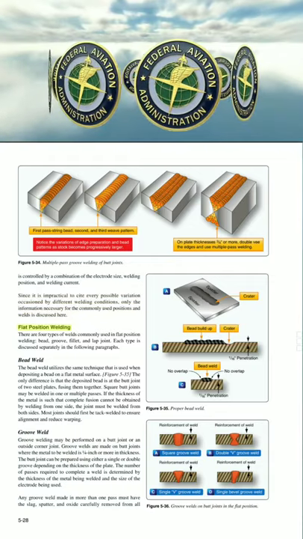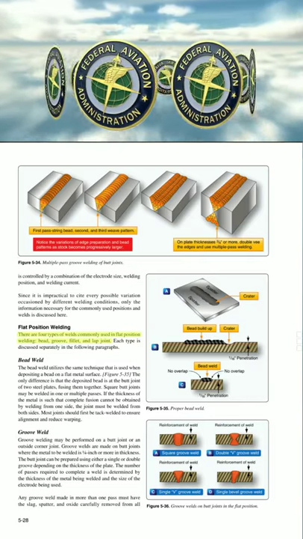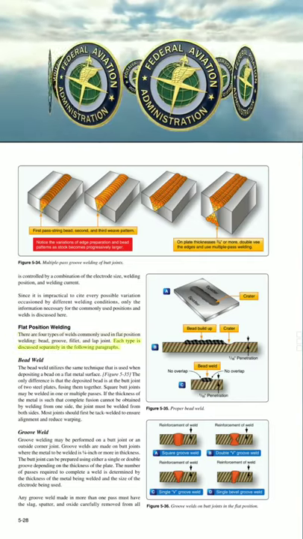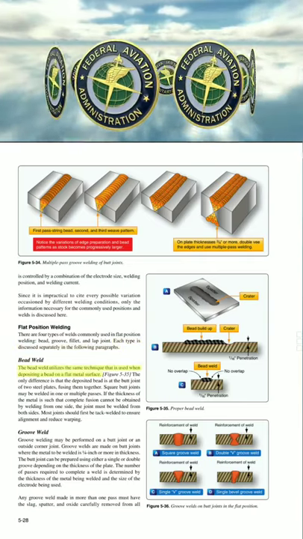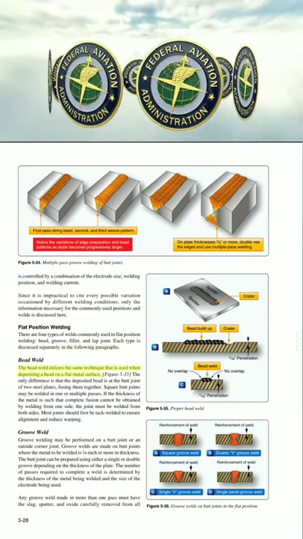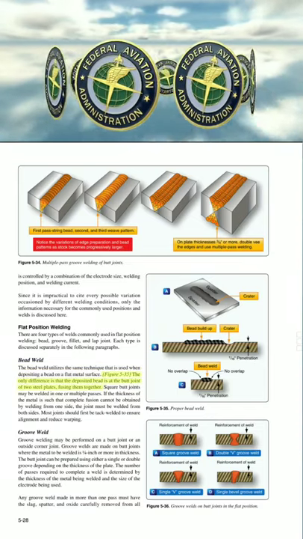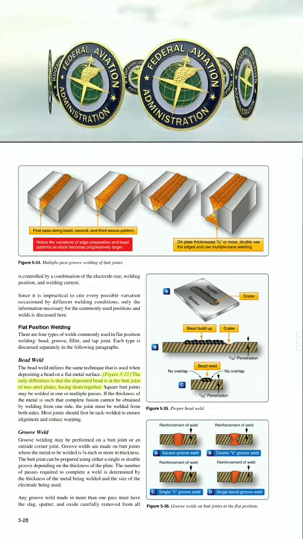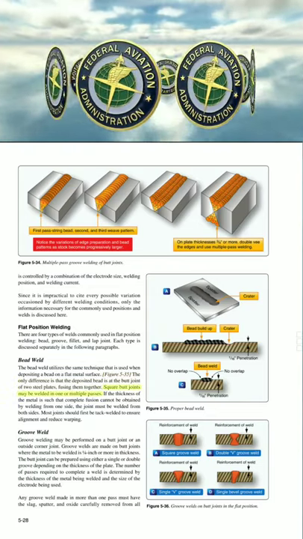Flat position welding. There are four types of welds commonly used in flat position welding: bead, groove, fillet, and lap joint. Each type is discussed separately in the following paragraphs. Bead weld. A bead weld utilizes the same technique that is used when depositing a bead on a flat metal surface, Figure 5-35. The only difference is that the deposited bead is at the butt joint of two steel plates, fusing them together. Square butt joints may be welded in one or multiple passes.